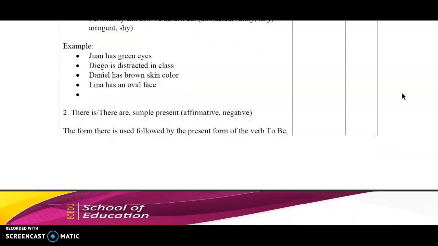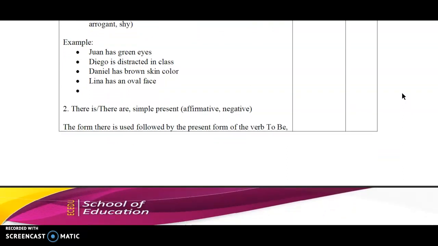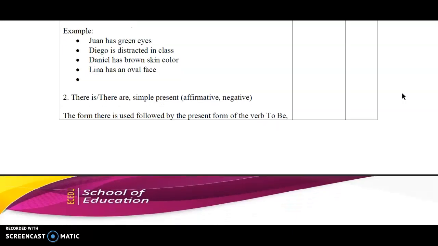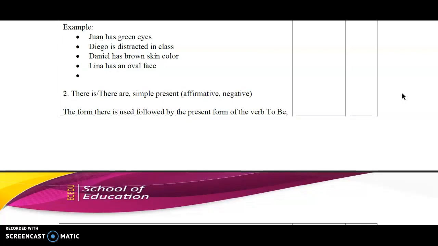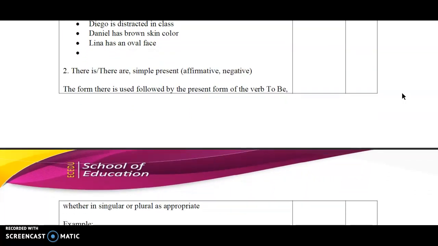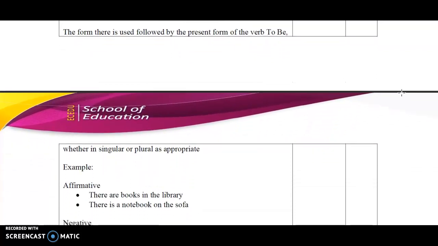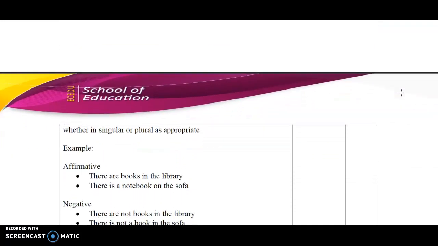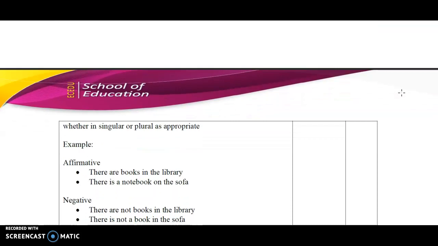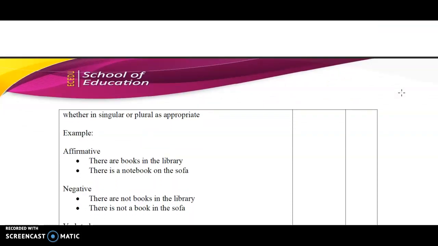There is, there are. Simple present, affirmative and negative. The form is used followed by the present form of the verb to be, whether singular or plural as appropriate. Example, affirmative: There are books in the library. There is a notebook on the sofa. Plural and singular.